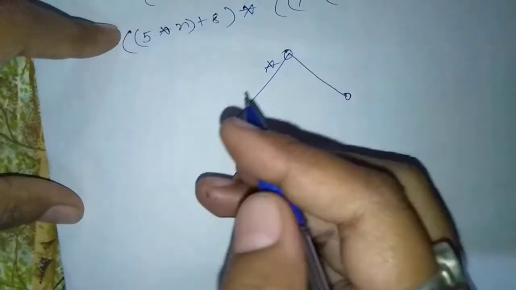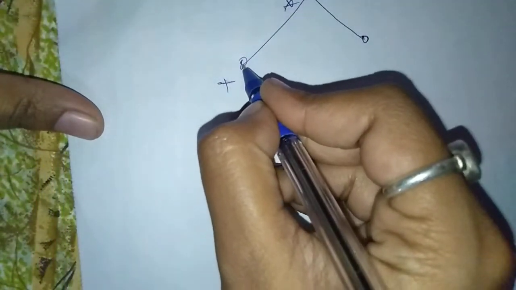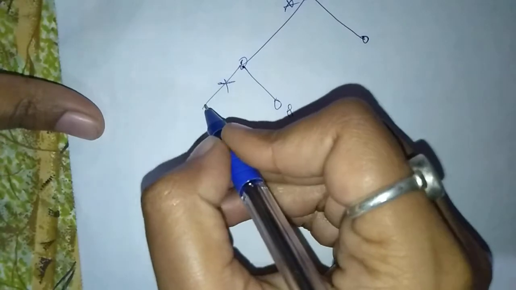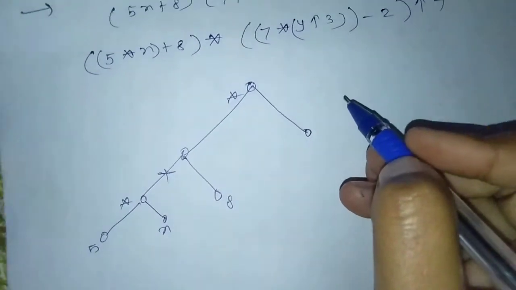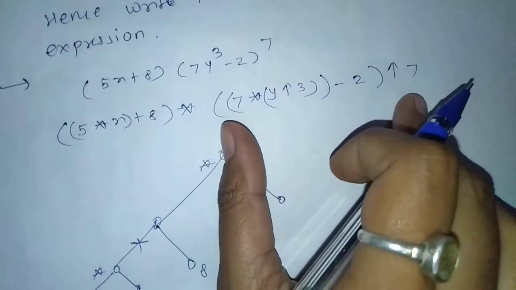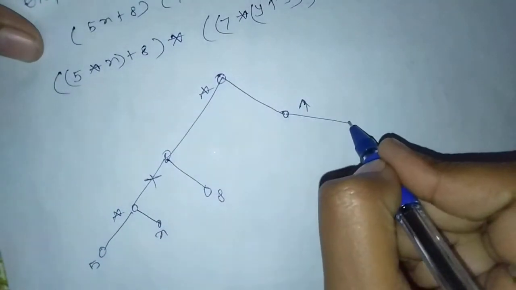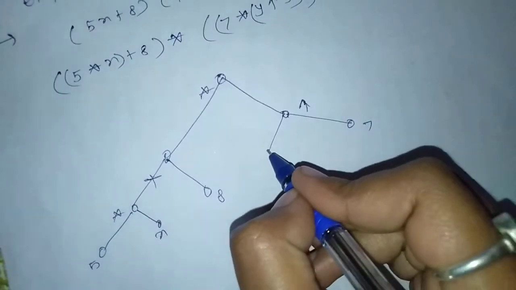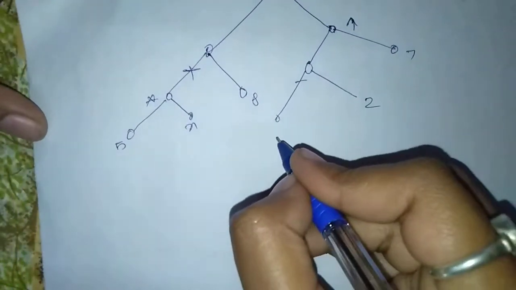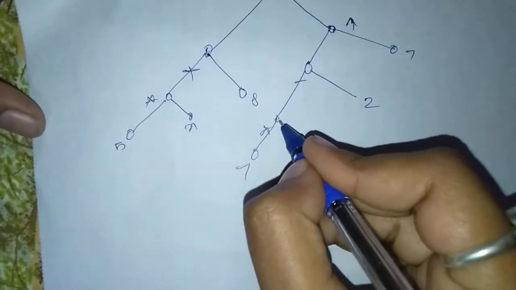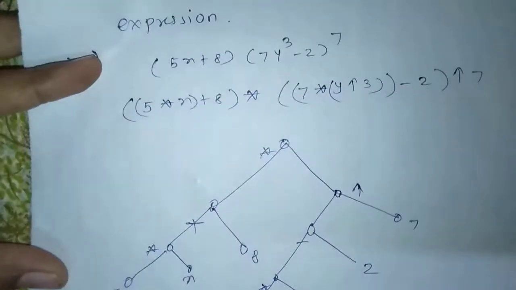In the subtrees, first the relation is addition for 5x plus 8. Addition is in between 8 and 5x. 5x means multiplication of 5 and x. Now next is nothing but the exponential between these two terms. So first take exponential, and next exponential is in between 7 and subtraction of 2, and star means multiplication between 7 and exponential between y and 3. This is nothing but the ordered rooted tree.